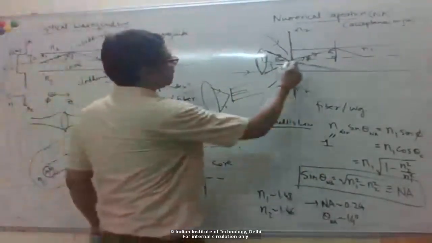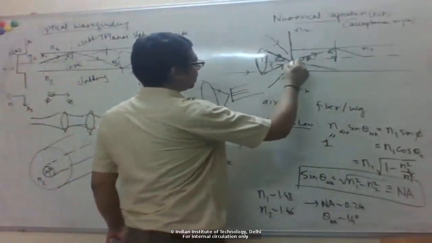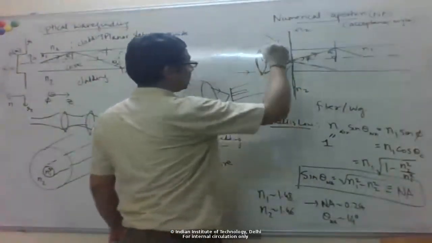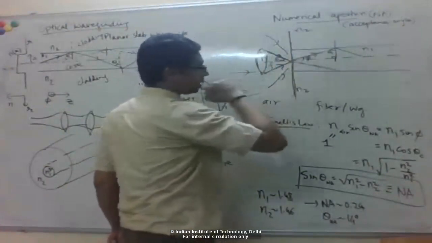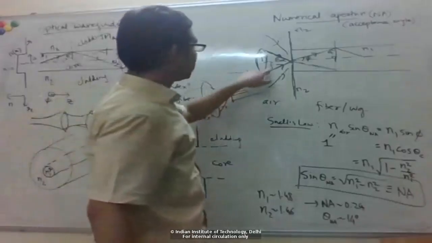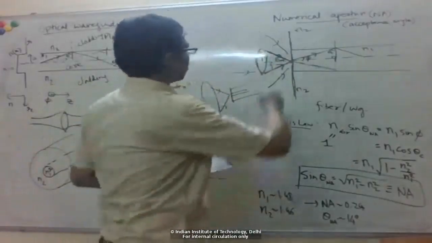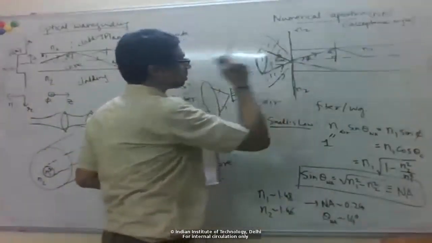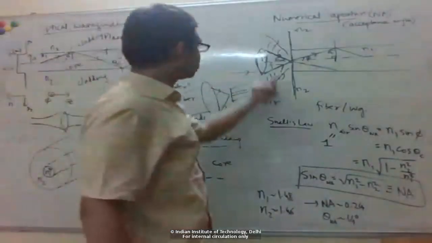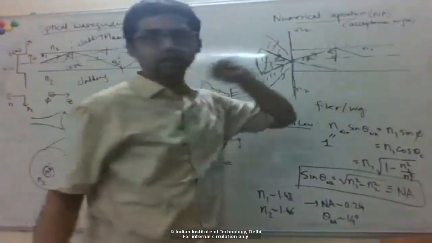Because there is some NA for the fiber, which is like an acceptance cone within which all the light is coupled into the fiber. Anything outside that will not be coupled into the fiber and it will be lost, right? So if the lens has a higher NA than the fiber, then a lot of light will be lost. So basically, you want to use a lens which has equal or slightly smaller NA than the fiber to couple light efficiently into the fiber.